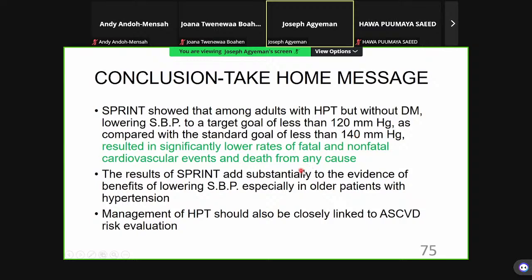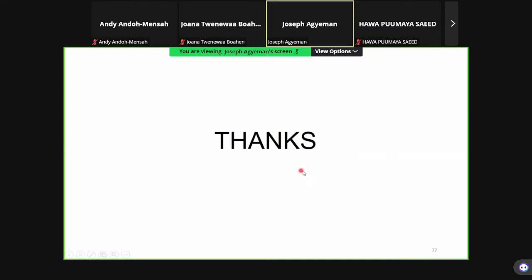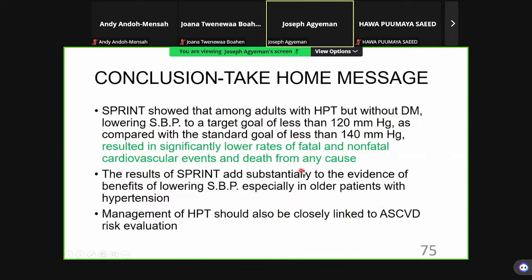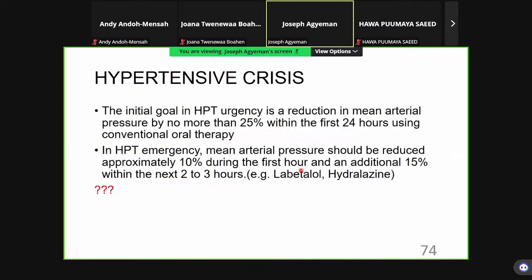Any questions so far? If not, this brings us to the end of hypertension. I hope that at least I've been able to give some information that would help not only in hypertension, but the other cardiovascular conditions. Any question? Any questions so far?